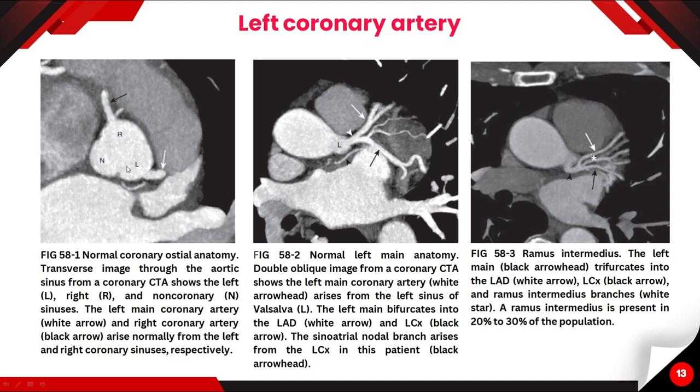This is the CT coronary angiography showing the left coronary artery arising from the left coronary sinus, and the left main coronary artery immediately dividing into two branches. This is the left anterior descending artery, this is the left circumflex artery, and in 20 to 30% of the population, the left main coronary artery ramifies into three branches. This is the left anterior descending artery, this is the left circumflex branch, and this is the ramus intermedius branch.